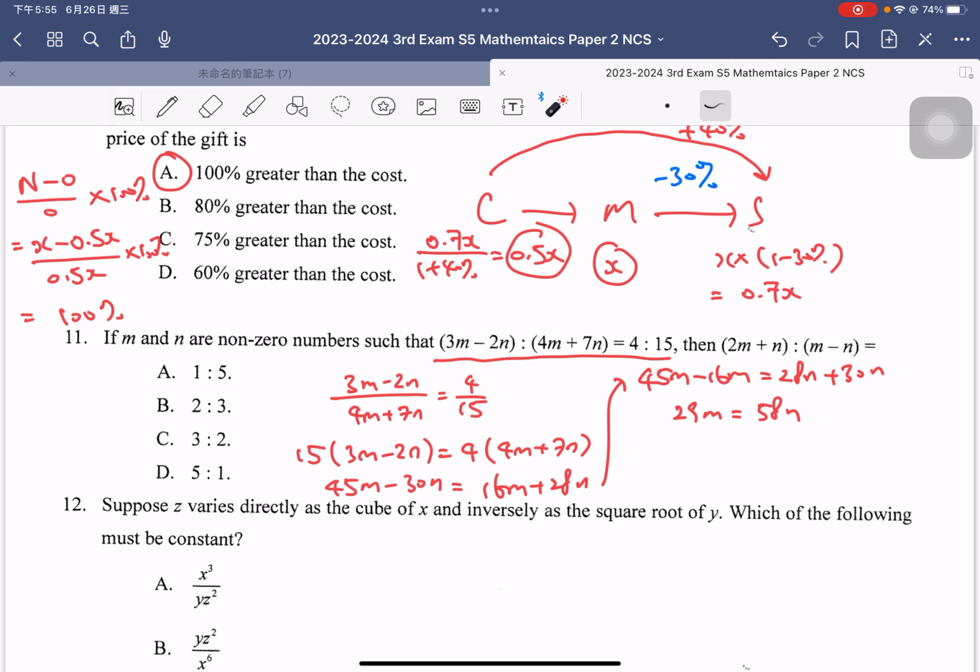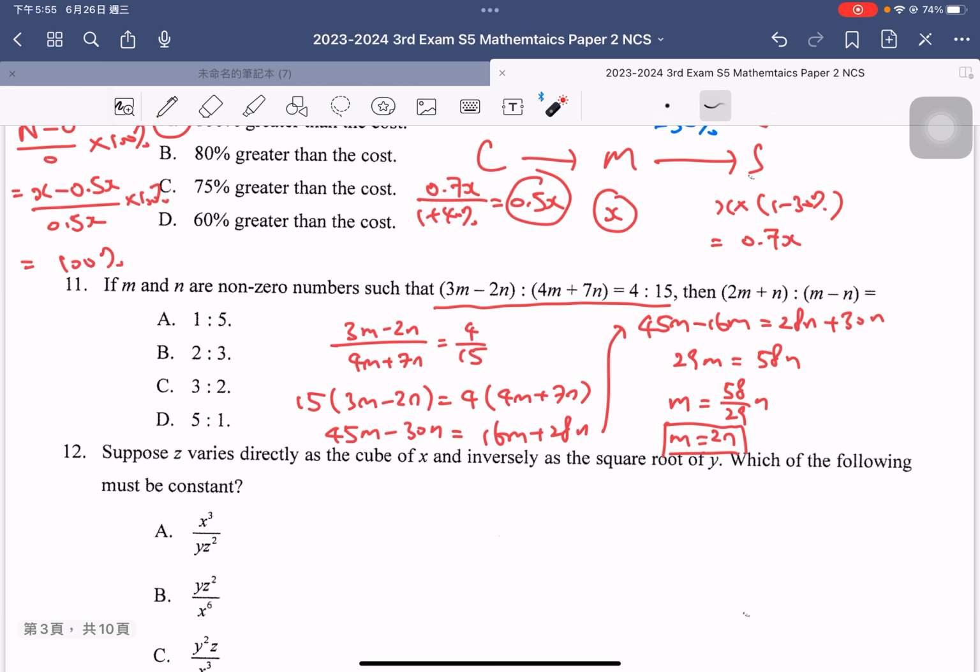Now I don't want this 29, so I move it to the right hand side, and it becomes divide. So I can change it: m is equal to 58 divided by 29 n, which is m is equal to 2n. So this is the relationship between m and n. And then after that, we can compare this, because they are asking you to calculate the ratio here. So just write this ratio in terms of a fraction.